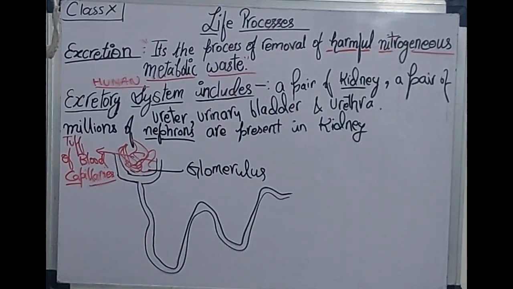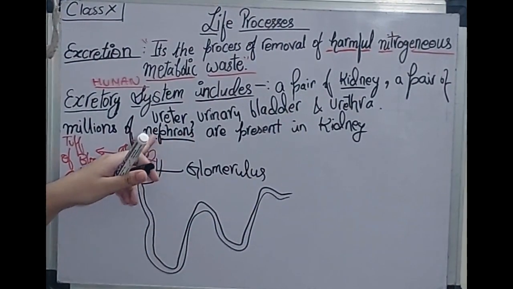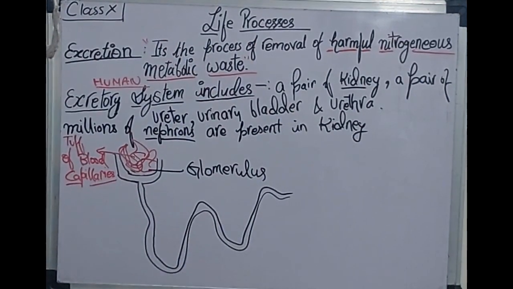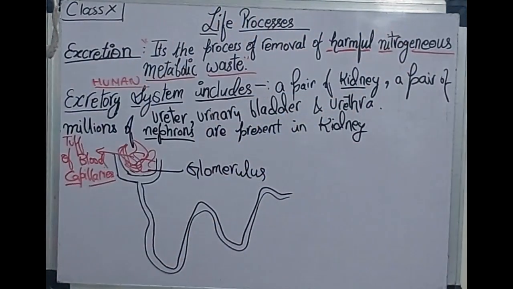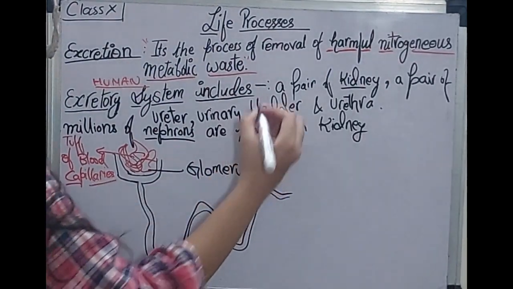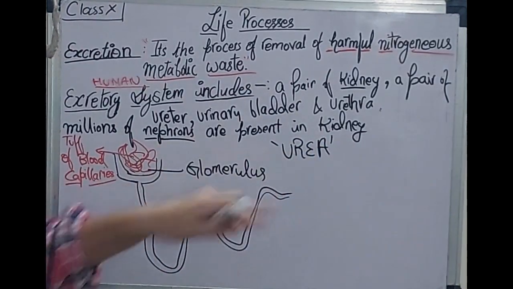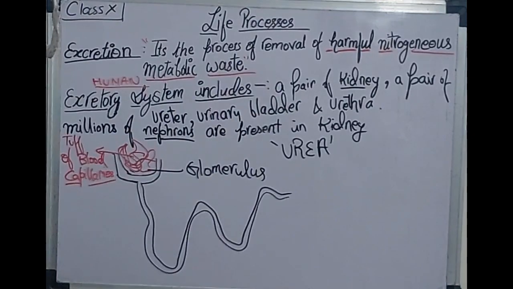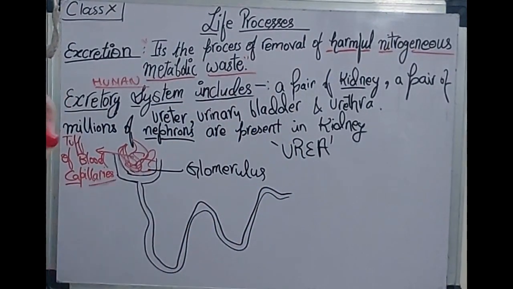A tuft of blood capillaries. So now what happens? There are three processes taking place in the glomerulus, I mean nephrons. In nephrons there are three main processes by which the filtrate, that is the nitrogenous metabolic waste, the dirt, is removed. This nitrogenous metabolic waste in our body is what we call urea. So basically urea is filtered out from our blood, and then this urea is eliminated from our body because it is harmful and toxic for our body.